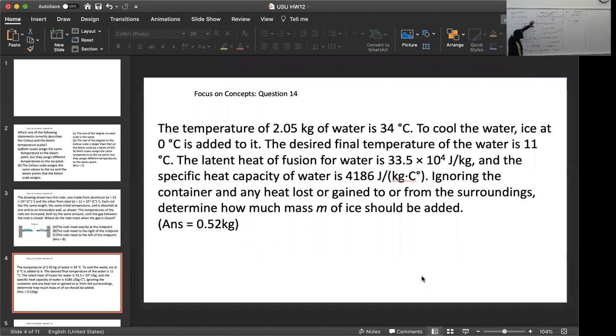So the heat lost by water equals heat gained by ice, but the heat gained by ice is of two parts: melting of ice to water at 0 degrees Celsius, which is latent heat. You separate it from, after it has melted, the same mass of ice going straight to 11 degrees Celsius as water. So, okay.